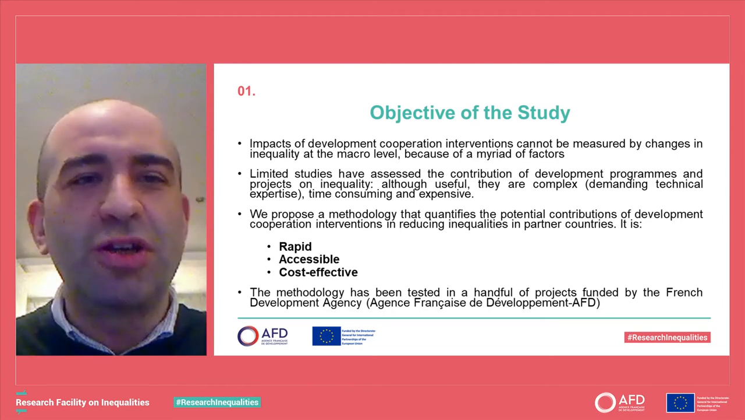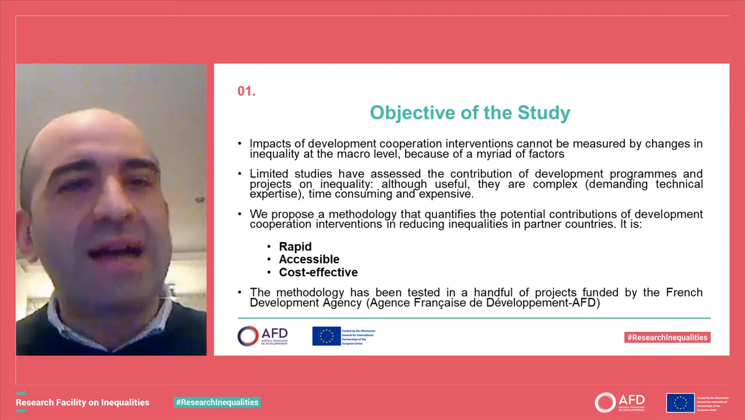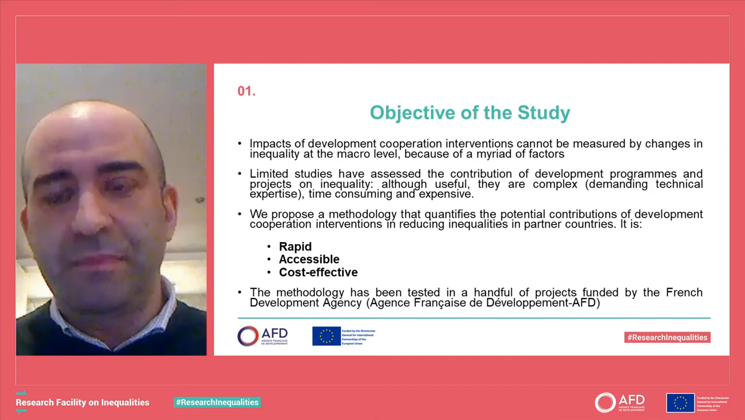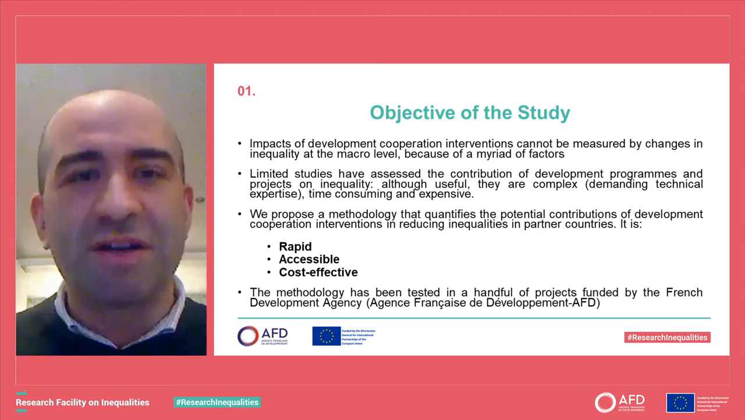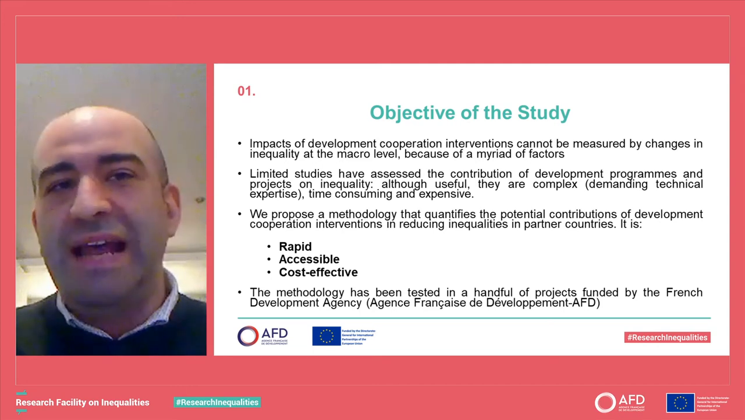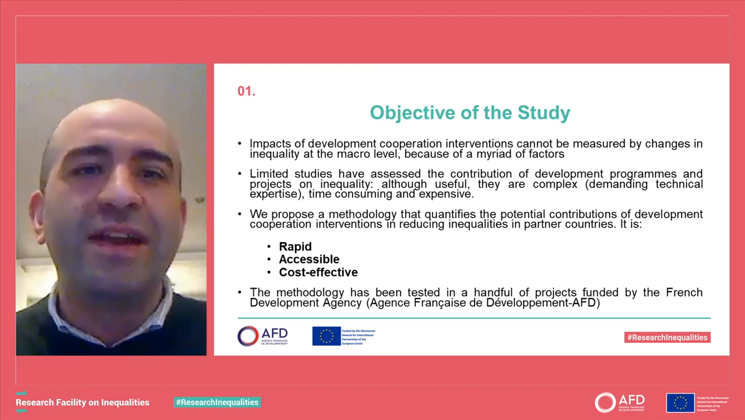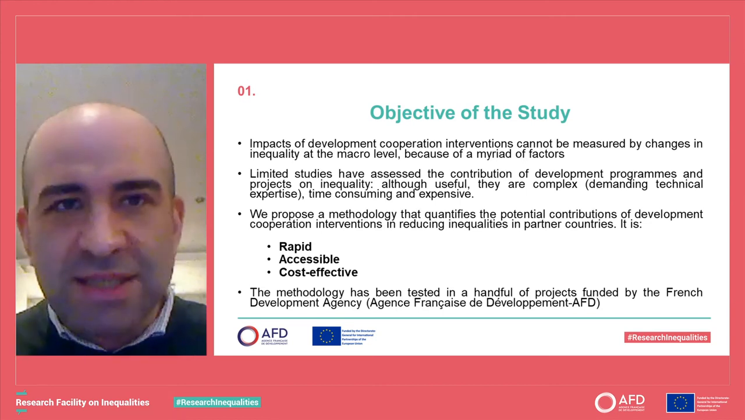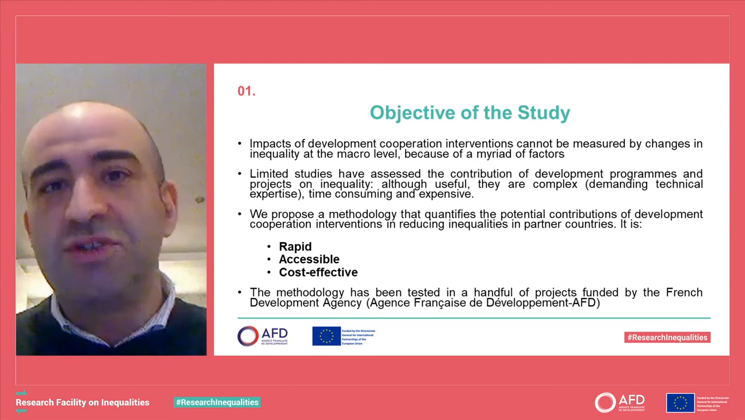In the study and methodology that we developed, we start from two assumptions, basically. The first assumption is that the impact of development cooperation interventions on inequality is difficult to measure at macro level, because there's a myriad of factors and drivers of inequality. So it's extremely complicated to see the impacts of a development cooperation program or project. It's a bit like a drop in the ocean, right? On the other hand, a number of studies try to do that, and are certainly very useful, but they're sometimes complex and demand a lot of technical expertise, are time-consuming, and also very expensive.